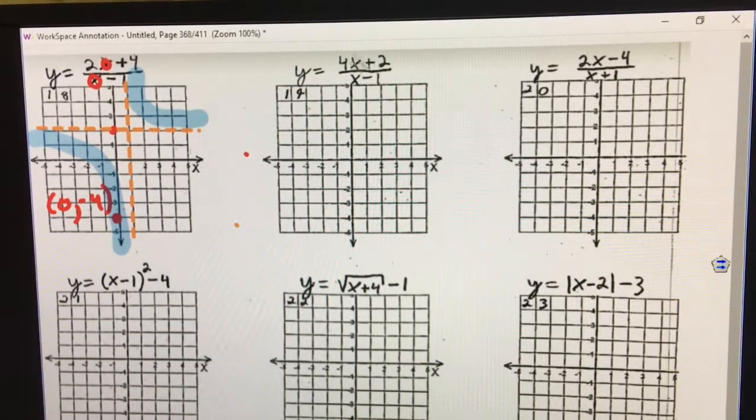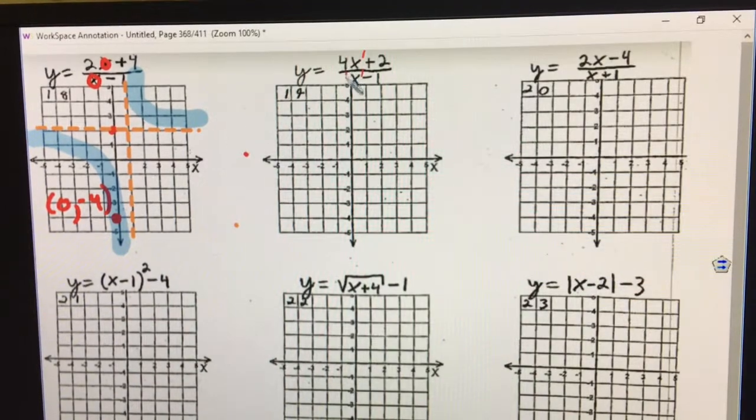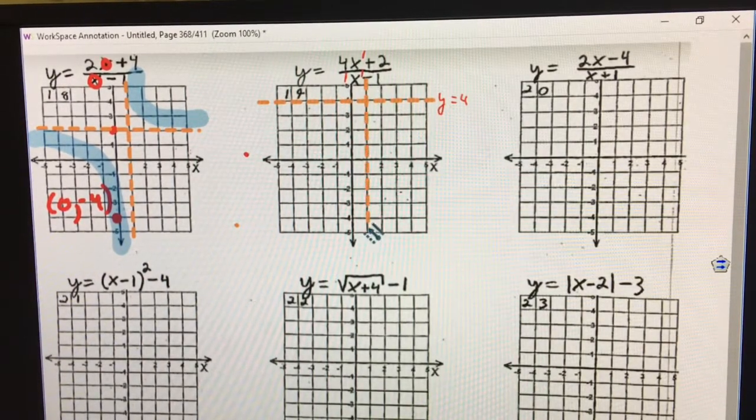The degree of the top is the same as the degree of the bottom. So it's going to be 4 divided by 1. So it's going to have y equals 4 as my horizontal. What's the vertical? Set the bottom equal to 0, you get x equals 1.